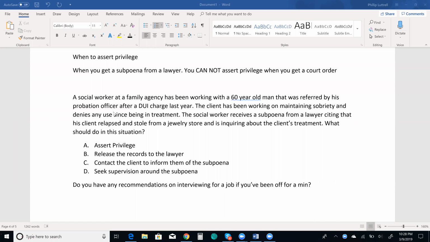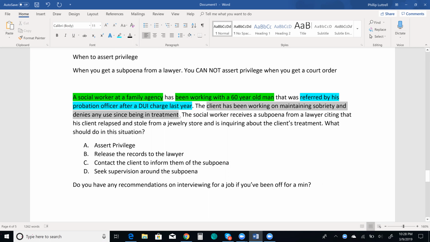Well, let's go. So, a social worker at a family agency is working with a 26-year-old man referred by his probation officer after a DUI charge. So there was some problematic substance use. He has been working on maintaining sobriety and denies any need for treatment. Okay, the social worker receives a subpoena from a lawyer. Remember, key thing, the lawyer. The lawyer was recently sued and is inquiring about his treatment.